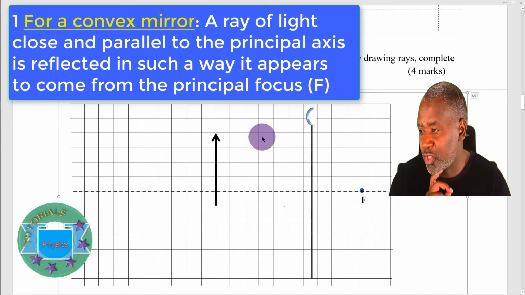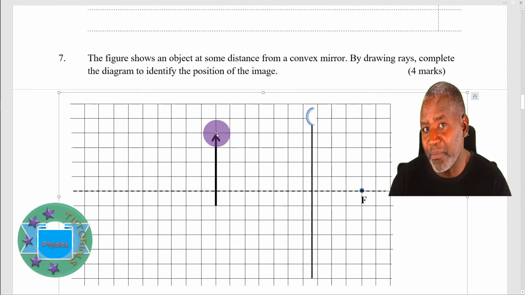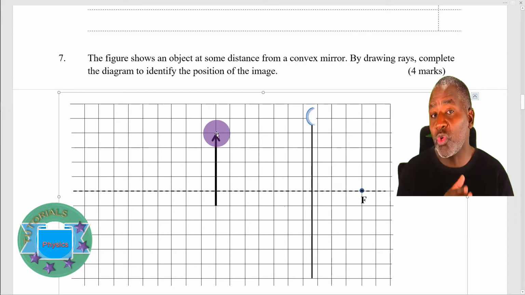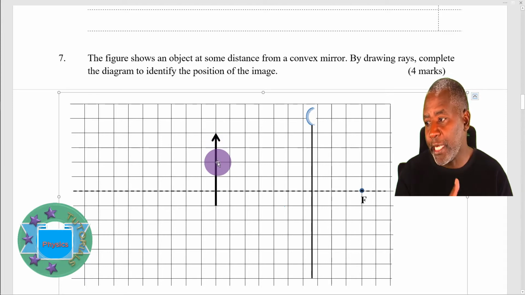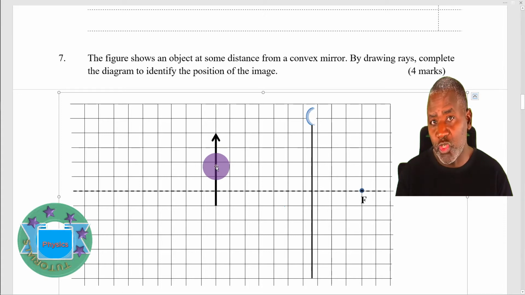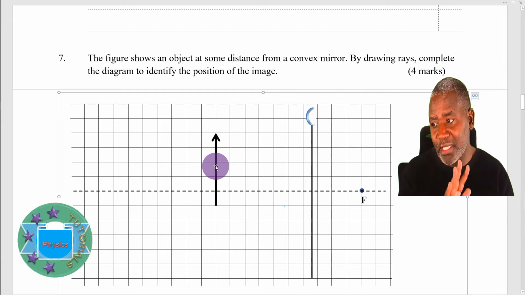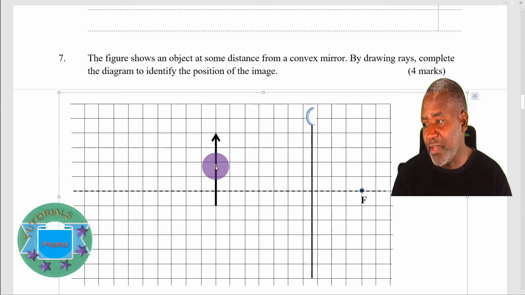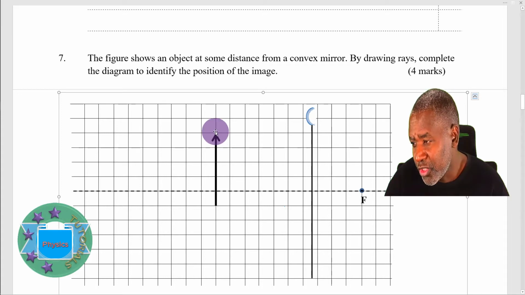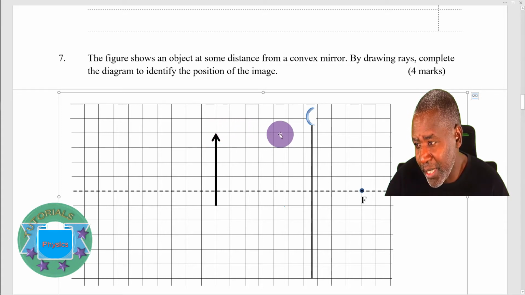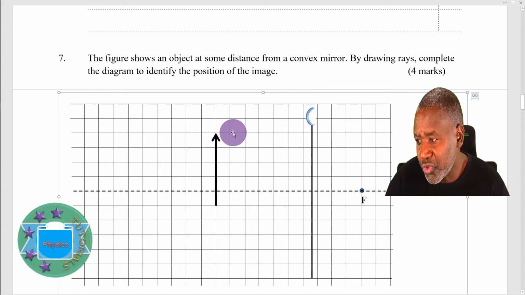And how do we do that? We look at the position of the object. This is the object. We are going to draw rays from the head of the object. That is what we always do. In nearly all questions you'll find that the object is represented by an arrow. I'm going to talk about the orientation of that object later on in the video. So this is the object, this is the head, and we draw a ray of light from the head which is parallel to the principal axis, and this grid helps us actually.